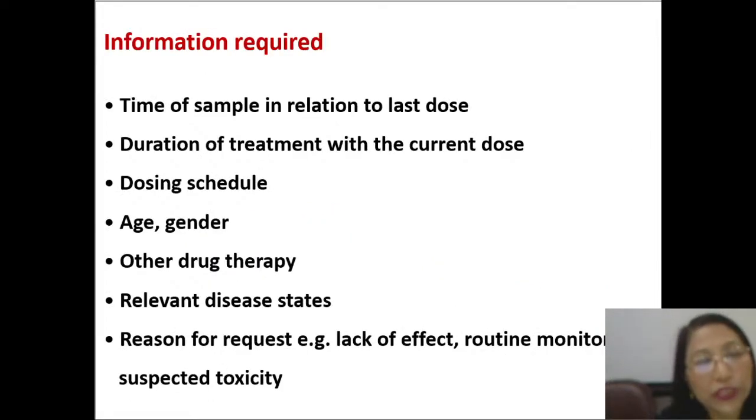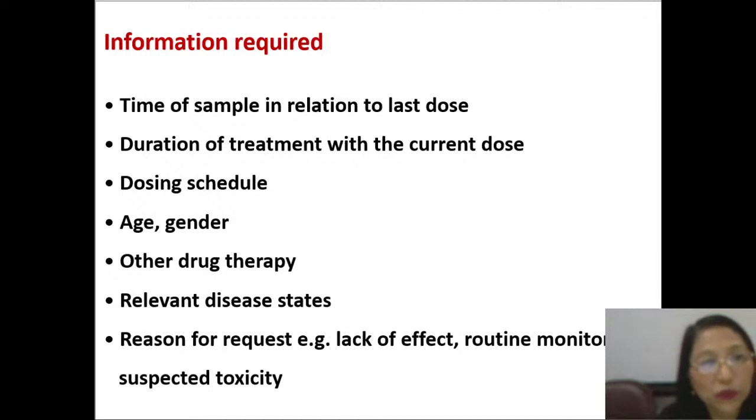So what information is required whenever you do therapeutic drug monitoring? First is the time of sample in relation to the last dose. We have to know whether the sample that we received in the lab is a trough sample or a peak sample. This is very important, because your inference will vary depending on the time of the sample in relation to the last dose. The drug may be at a higher or a lower concentration depending on that timing.